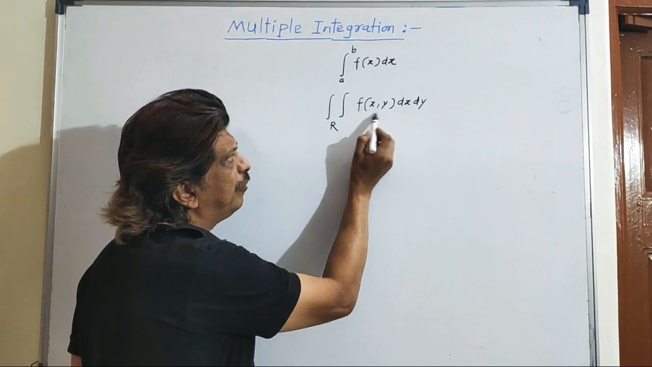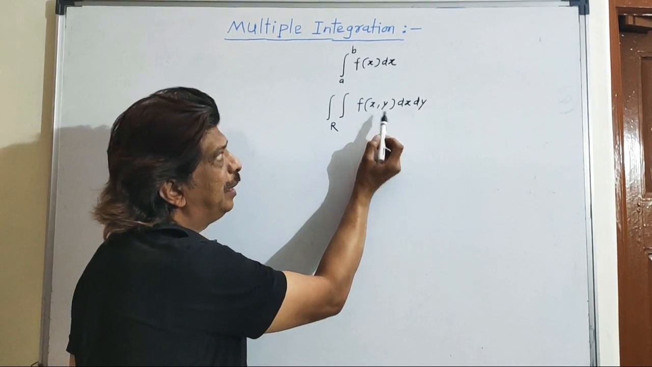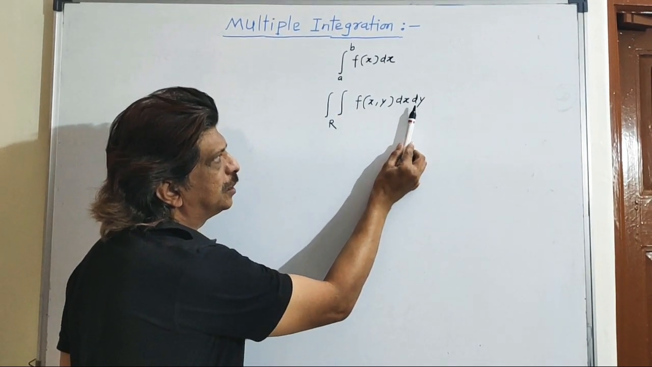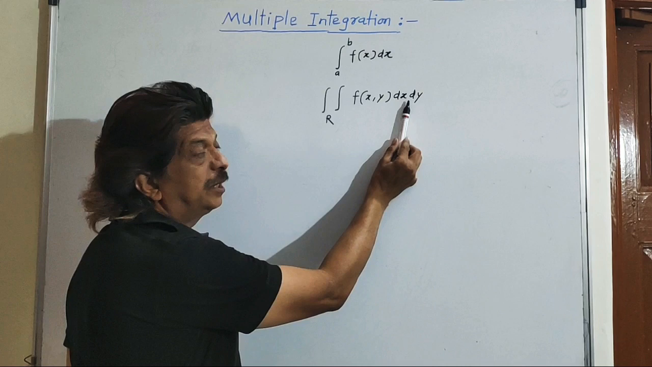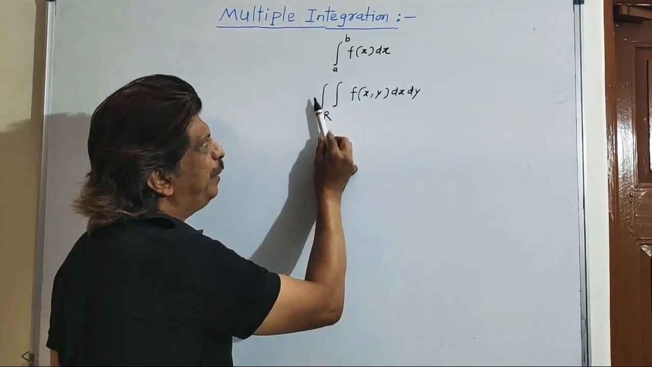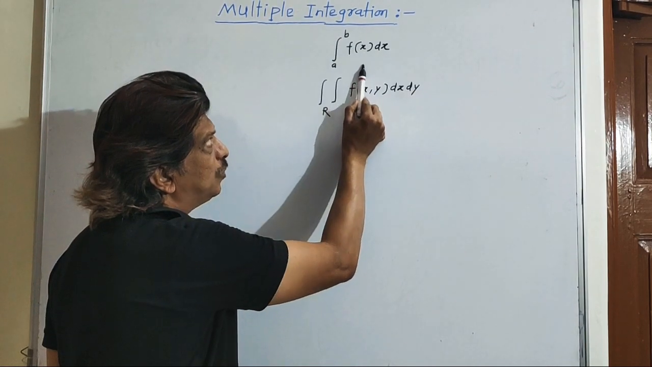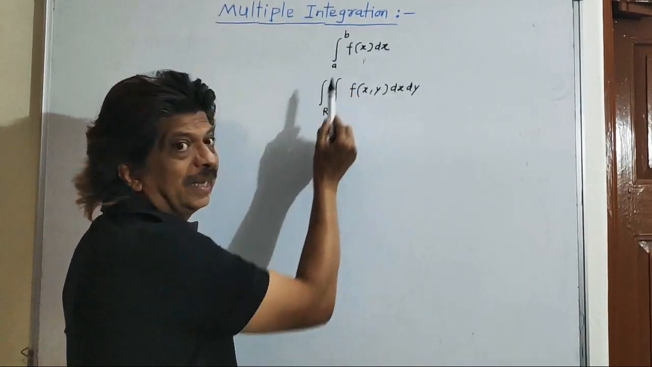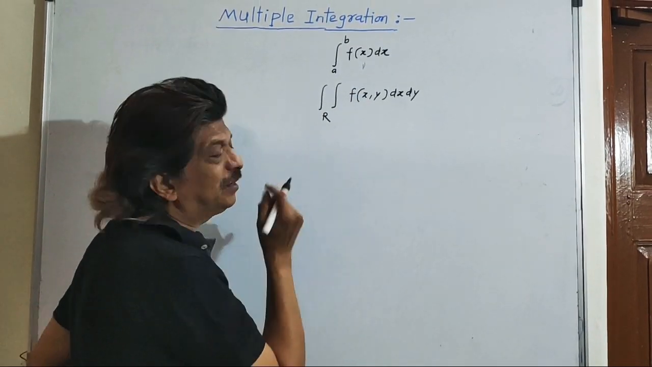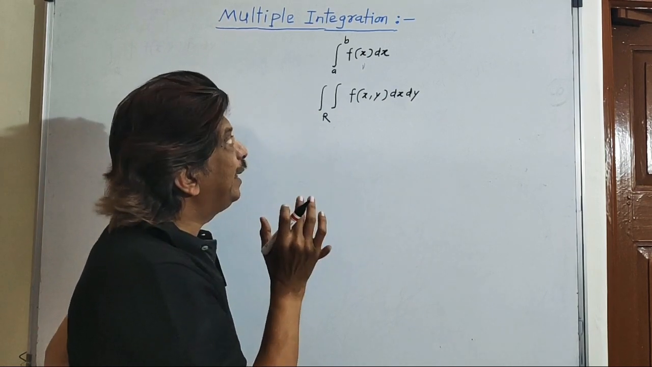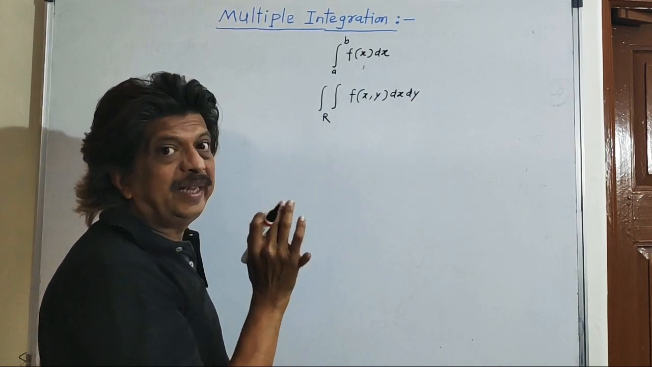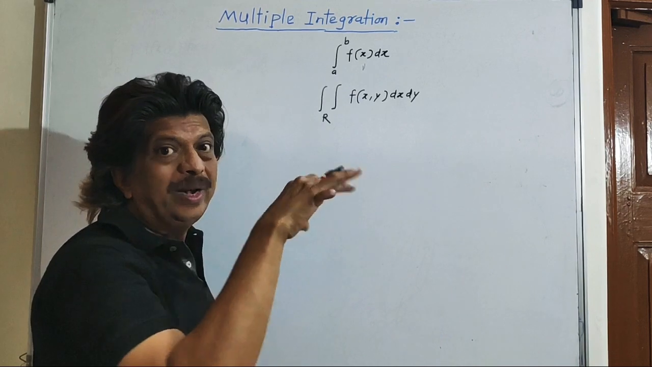Integrating this function f of x, y, of more than one variable, means integrating twice, with respect to x and with respect to y. Now, what does it mean basically? It is sheer an upgradation or advanced version of the single integral. The single integral a to b f of x dx, what does it mean? It means the area bounded by four curves.